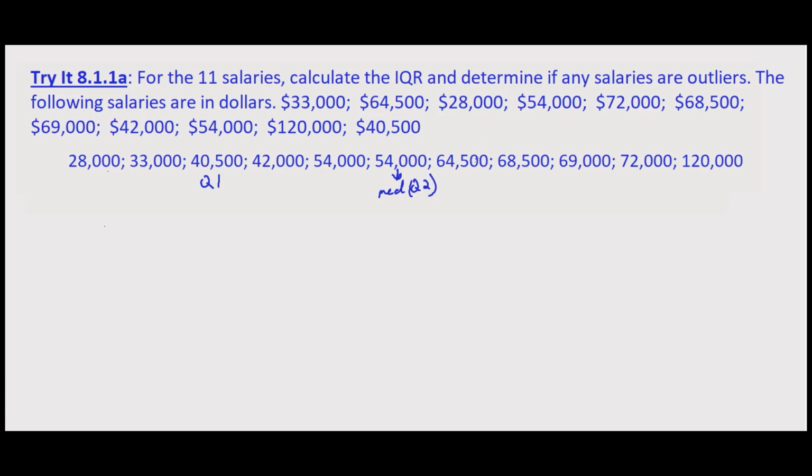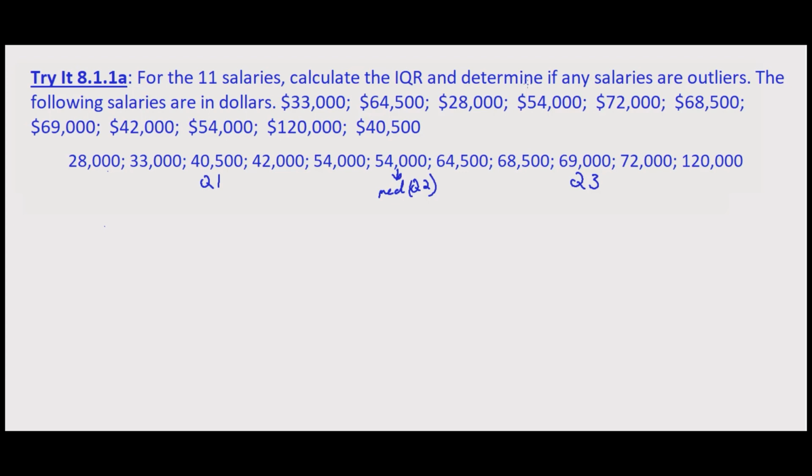Same thing on the upper half, 1, 2, 3. That gives us $69,000 as quartile 3, our third quartile, which is the third value from either direction of the upper half of the values, or the upper values above the median.